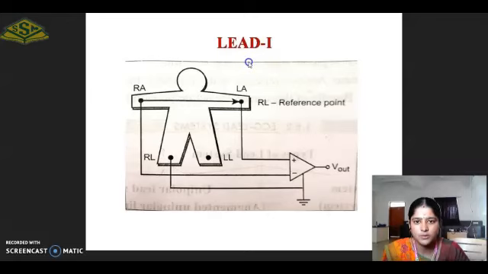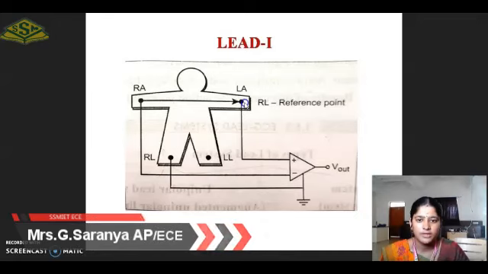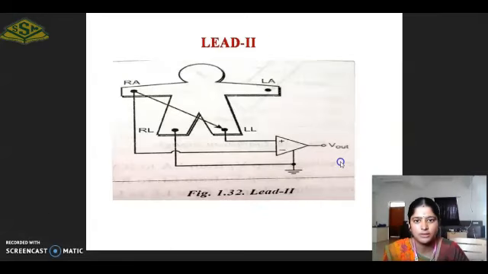This figure shows the lead 1 connection. We already know that lead 1 gives the potential difference between right arm and left arm. Here this symbol shows the amplifier. From the right leg a connection is taken and connected to the ground. Next, the connection from the right arm is connected to the negative terminal, and a connection from the left arm is connected to the positive terminal, and the output is the difference between these two electrodes.